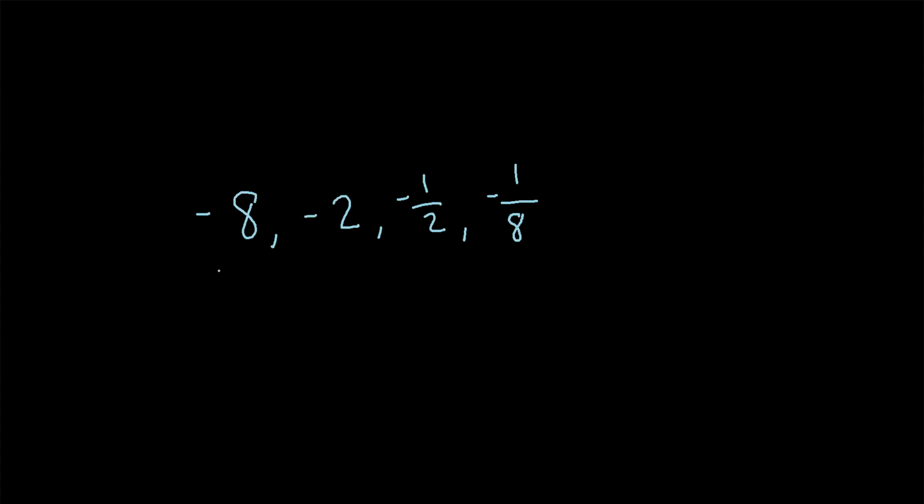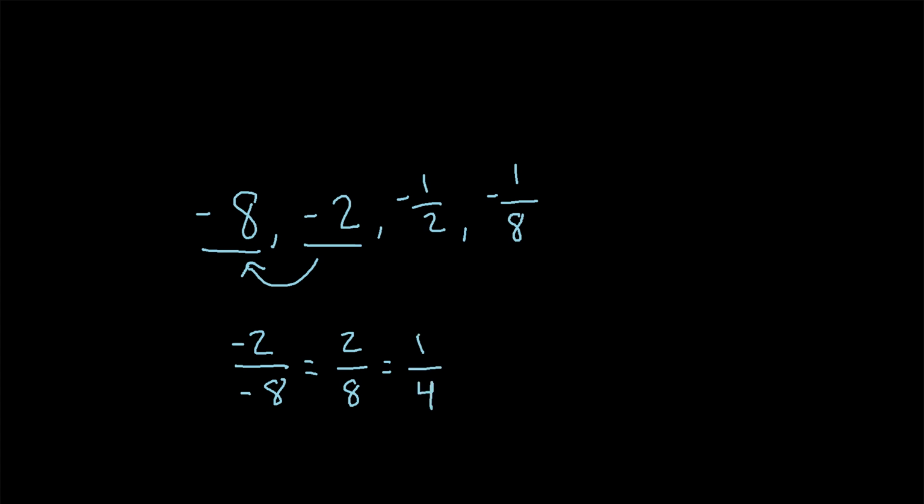All right, let's try one more example. Let's say we have negative 8, negative 2, negative 1/2, and negative 1/8. What is the common ratio in this series? Well, once again, let's pick any number we want and divide it by the previous number in the series. So if we pick negative 2 and we divide it by the previous number of negative 8, we get negative 2 divided by negative 8. A negative divided by a negative is positive, so this reduces to 2/8, which can be reduced to 1/4. So the common ratio is 1/4.